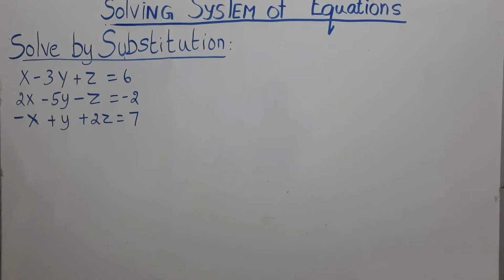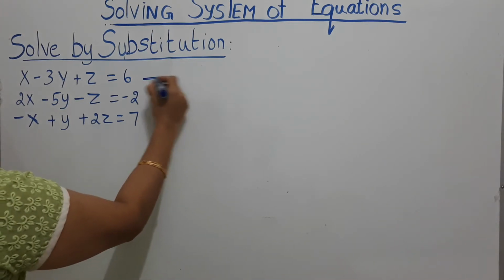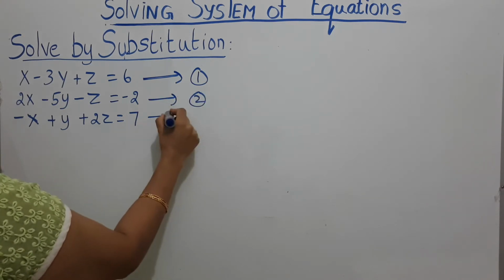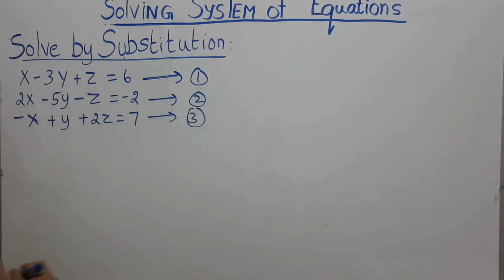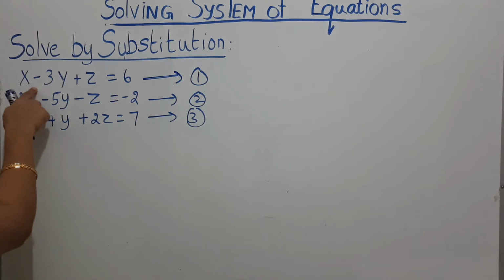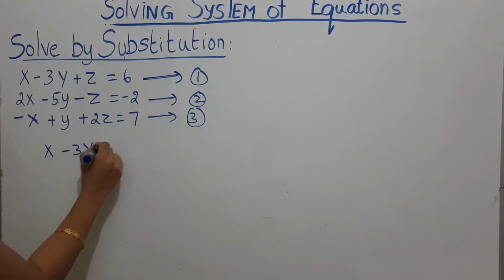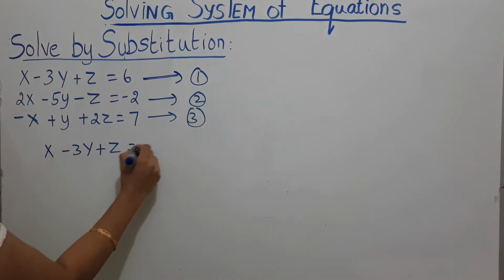This question is about solving the system of 3 equations by substitution method. For substitution method also you have to label the equations. This is first one, second one and third one. And now you have to find the value of either x or y or z in one equation. So let us consider the first one. So x minus 3y plus z equals 6.